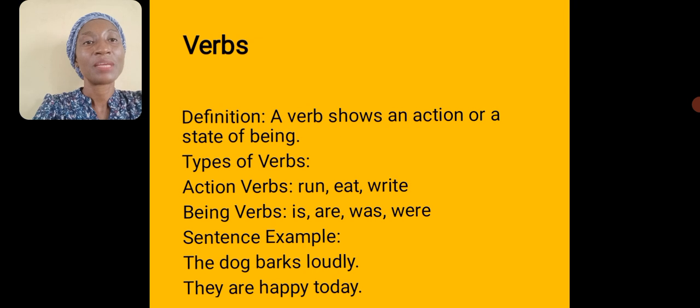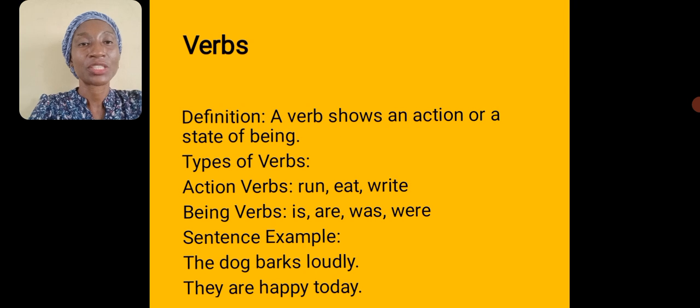Verbs. A verb shows an action or a state of being. Some people have simply defined a verb as a doing word. It shows what somebody does, is doing, or will do. A verb is an action word. It can also be a state of being verb.